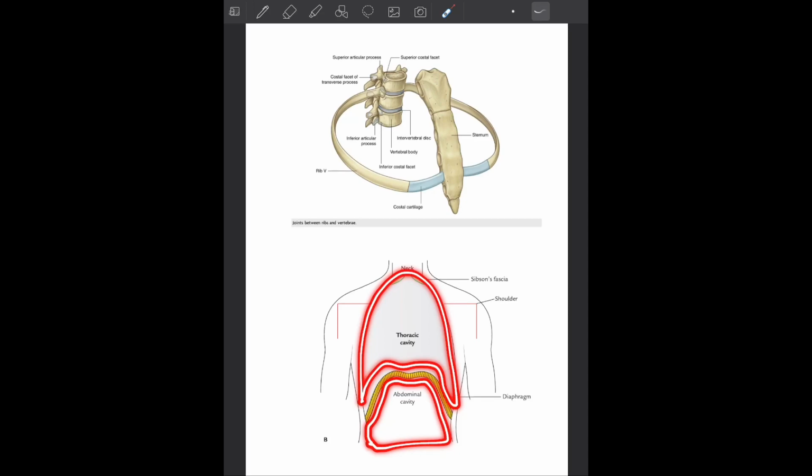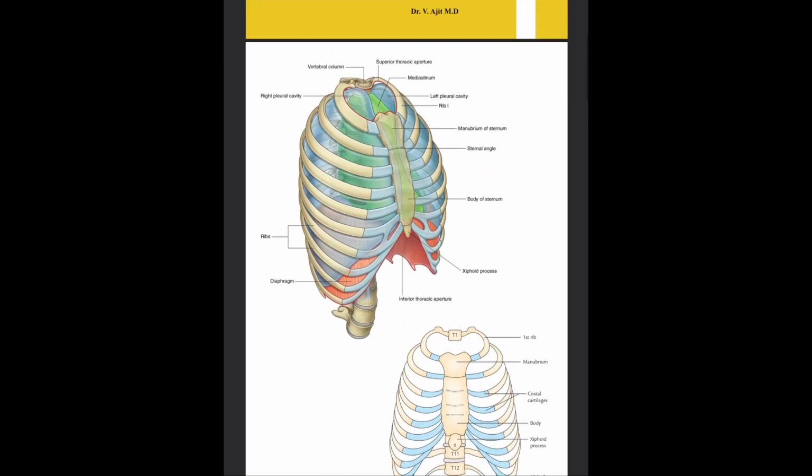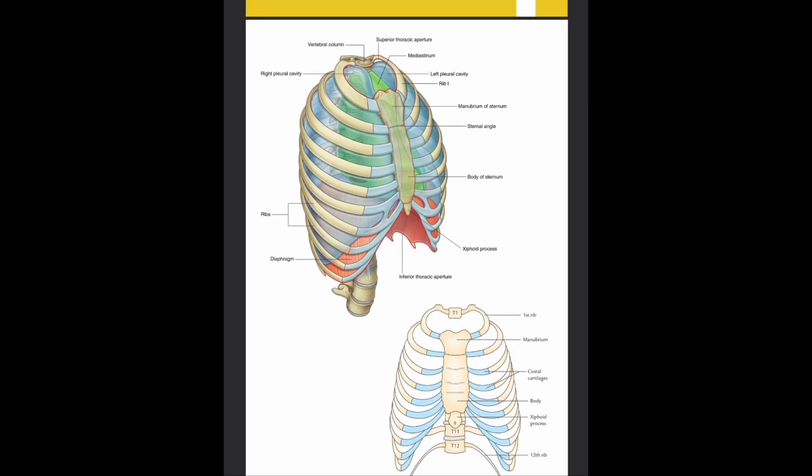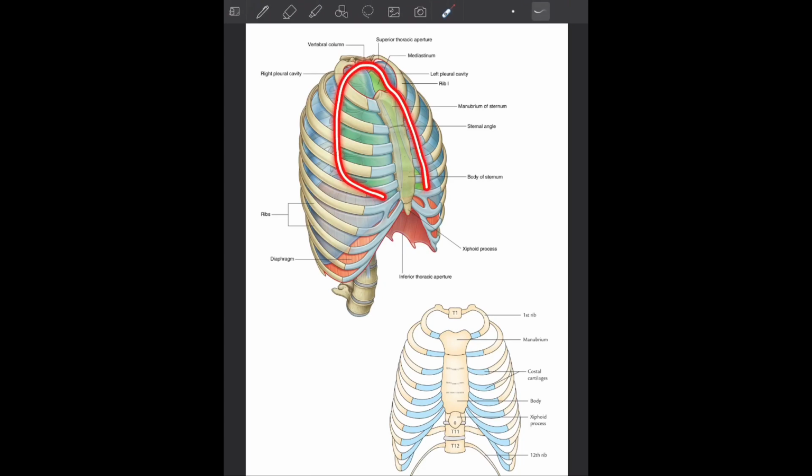The lungs are separated from each other by a bulky and movable median septum, the mediastinum. The principal structures in the mediastinum are heart and great vessels. The green color part is the mediastinum. We will discuss the mediastinum later.